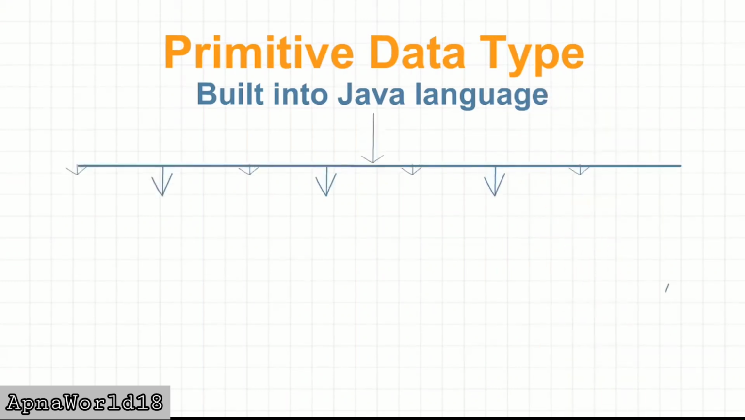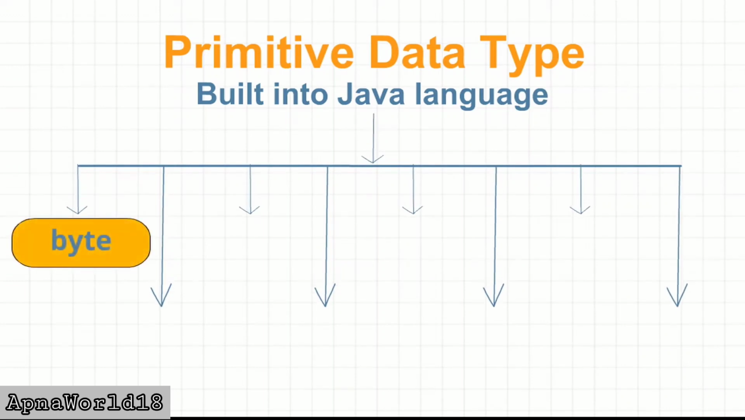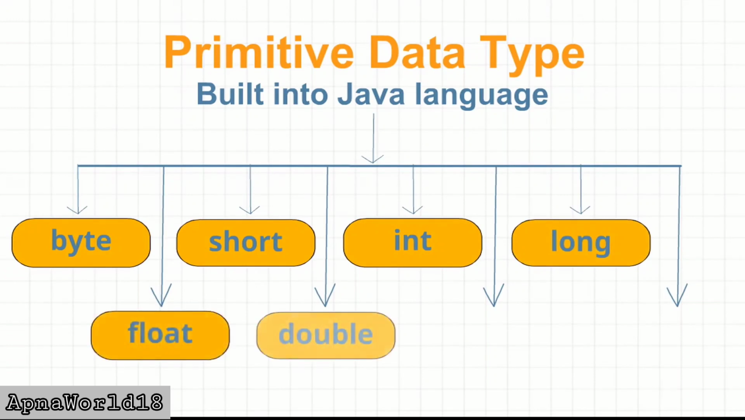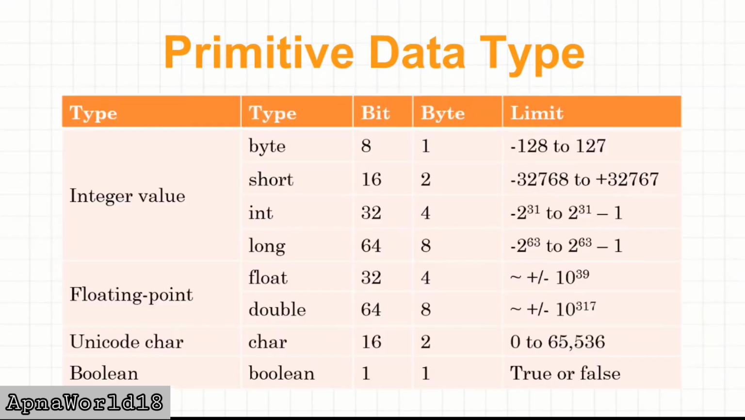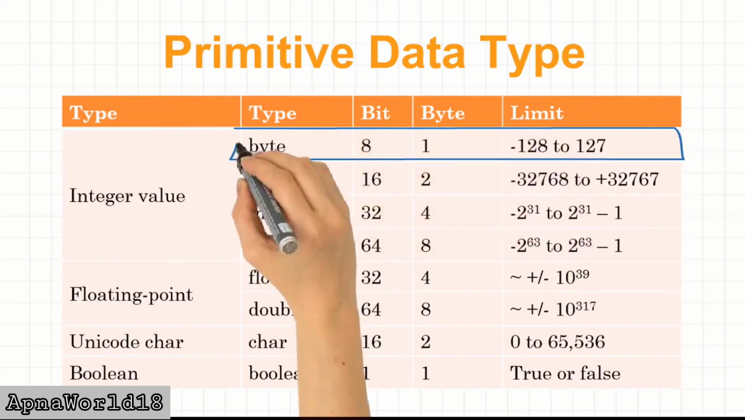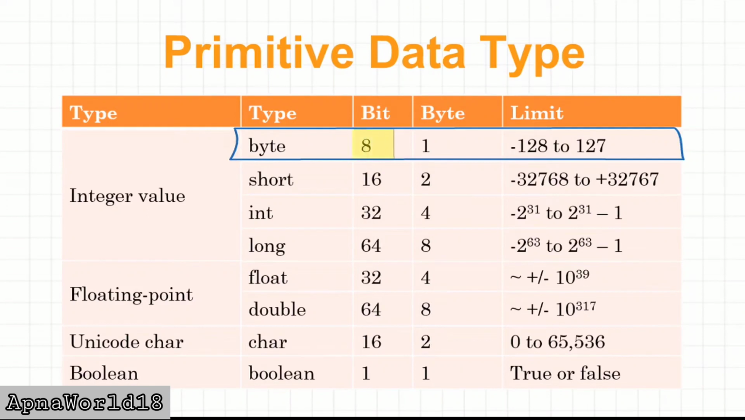Java has 8 primitive data types which are byte, short, int, long, float, double, char, and boolean. Byte, short, int, long are integral numeric and they store whole numbers only. Each of these types has a storage size and range of values supported. For example, byte has a size of 8 bits or 1 byte and can store numbers from -128 to 127 only.